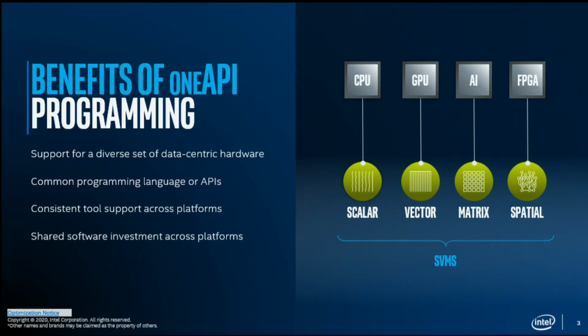So this means every time we want to develop software for a different hardware, it requires a separate investment in time and effort. And there's not a lot of ability to reuse the previous work to target a different architecture. Those are some of the challenges with the way the ecosystem is today. That's what motivates oneAPI programming, which supports a diverse set of data-centric hardware with common programming language or APIs and consistent tool support across platforms, allowing for a shared software investment across the diverse data-centric hardware.